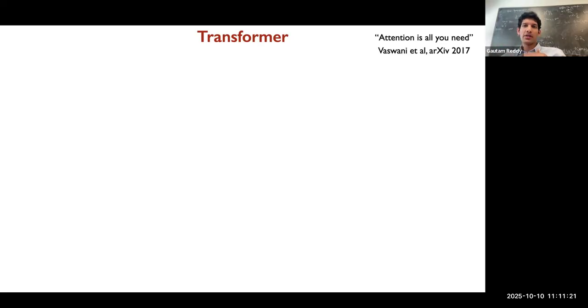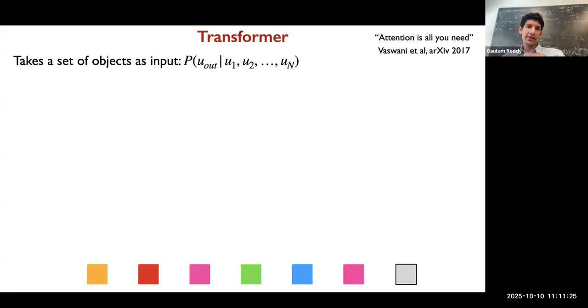Okay, so this is a 2017 paper, and we still work with the basic version that was introduced back then. So you can think of a transformer as something that takes a set of objects as input. It's not like a multi-layer perceptron that you might have seen, which takes a single vector as an input. It takes a set of vectors as an input, and it produces a new vector as an output, right? So that's what a transformer does. It operates on sets of objects.